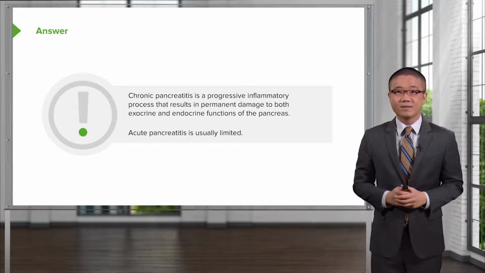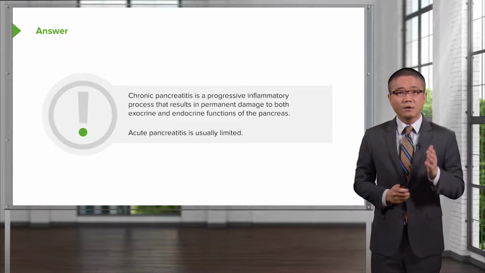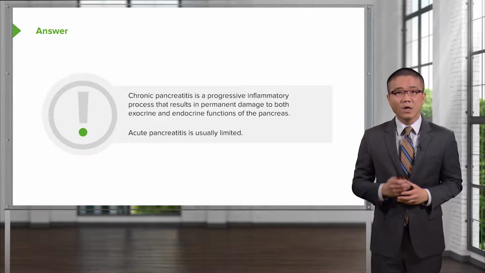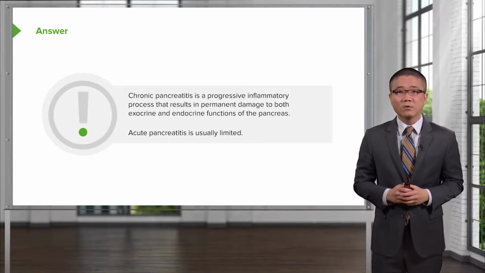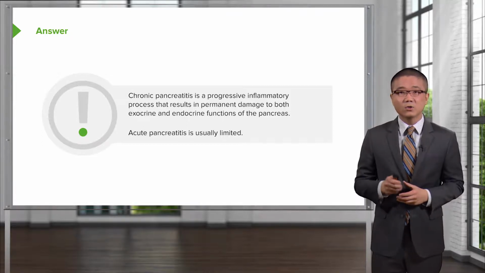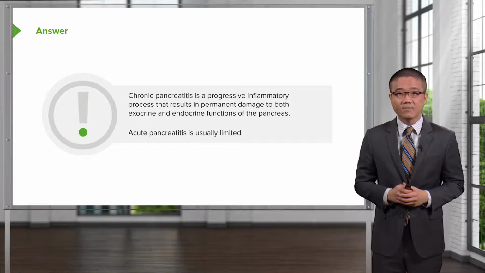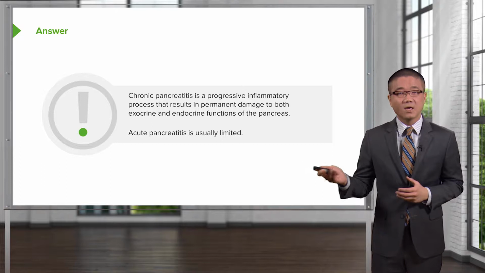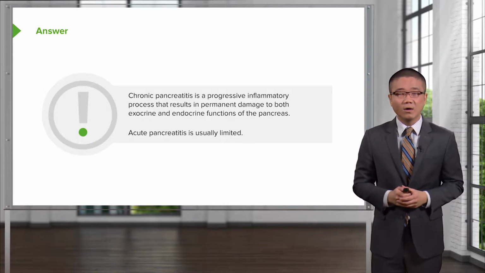Chronic pancreatitis is a progressive inflammatory process that results in permanent damage to both the exocrine and the endocrine function of the pancreas. Specifically for the pancreatic function, remember that oftentimes these patients require replacement of pancreatic enzymes. One of the hallmarks of this dysfunction, or the lack of secretions, is fatty stools. Acute pancreatitis, on the other hand, is usually limited with supportive therapy. Of course, acute pancreatitis patients can progress to chronic pancreatitis, particularly if they continue imbibing alcohol.